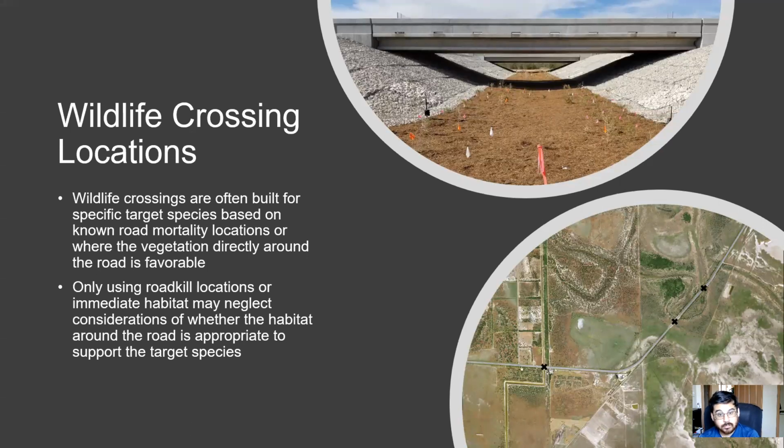So to start off, wildlife crossings are often built for specific target species based on road mortality locations or land cover immediately around the site. However, this could neglect whether the location with a crossing could support an individual living around that structure. So additional factors, including broader scale land cover, may be important for determining wildlife crossing use.